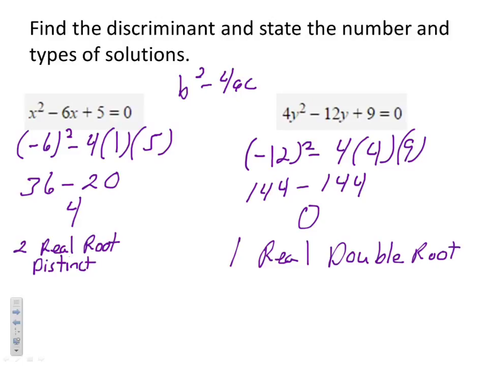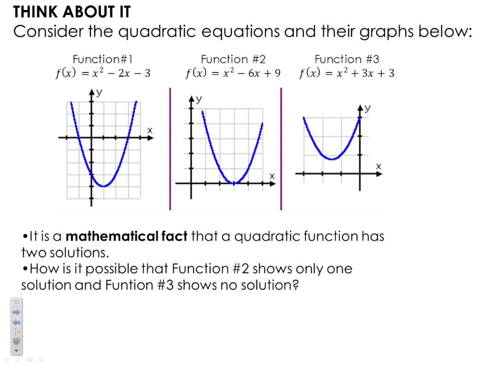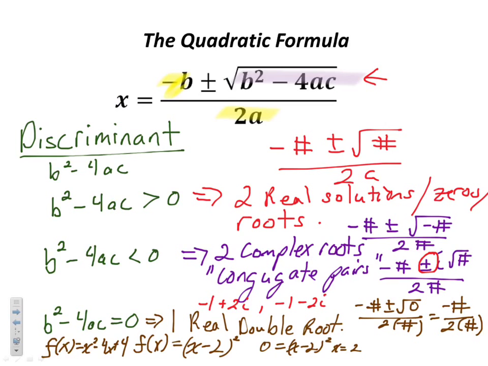Graphically, what does all this mean? Let's go back to our think about it question really quick. All right, so for this one, the discriminant b squared minus 4ac is greater than 0. For function 2, b squared minus 4ac equals 0. And the last one is b squared minus 4ac is less than 0. Okay, that's what it means graphically, if you were trying to picture this, all right?